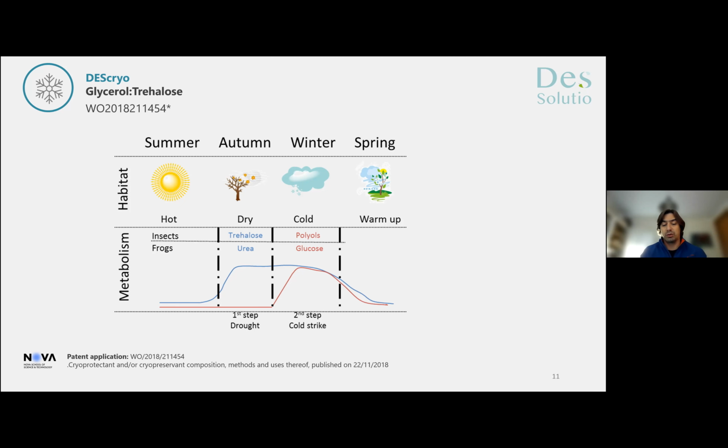How do they do this? How do they survive the dehydration and the ice crystal damage in the cells? Well, they do it by producing metabolites during autumn and winter, before the weather starts getting drier and colder. They produce these metabolites that avoid ice injury and dehydration of the cells. And if we look at trehalose, urea, glucose, glycerol, and so on, these are components that we normally use when producing deep eutectic systems.